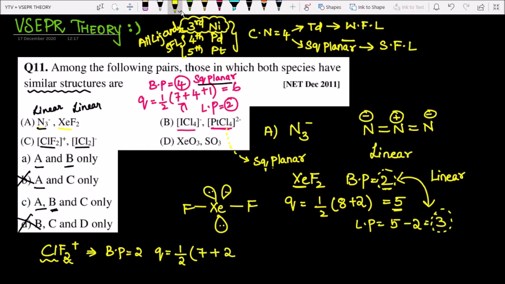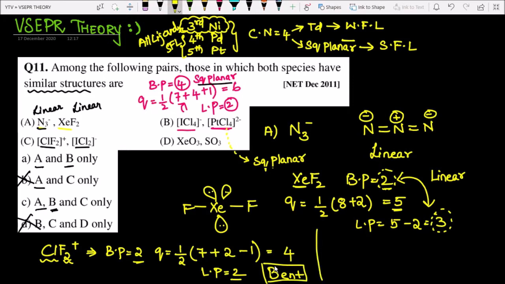Here there is a positive charge, so you put minus 1 over here. So it's going to be 4. The quotient is equal to 4, so the lone pair is equal to 2. If it is 2, 2, that is 22, then the shape is going to be bent. I have made a detailed video on this. You can check the description for the link.